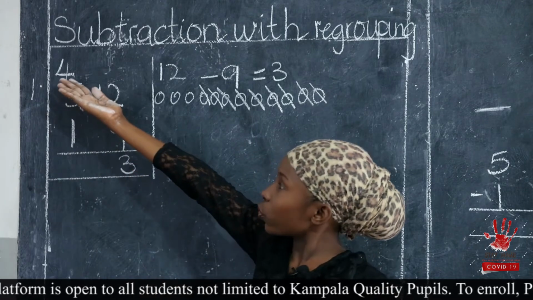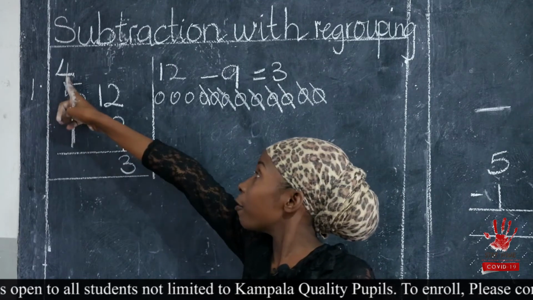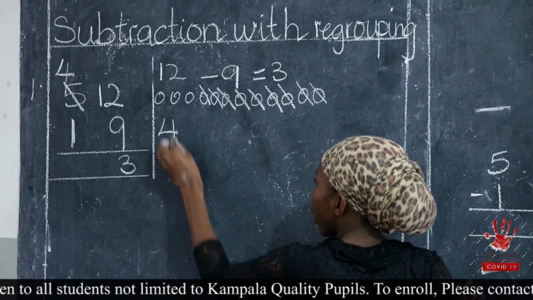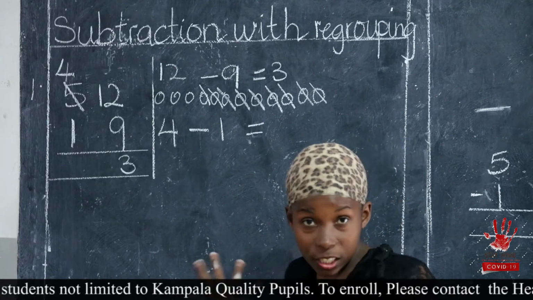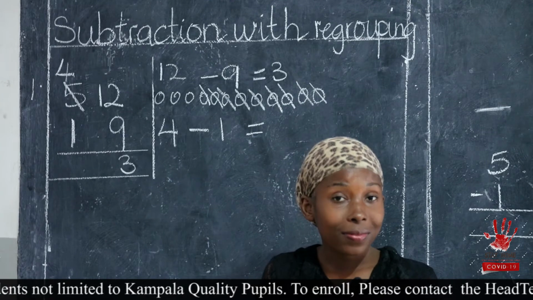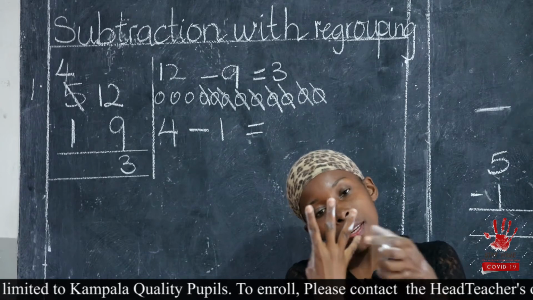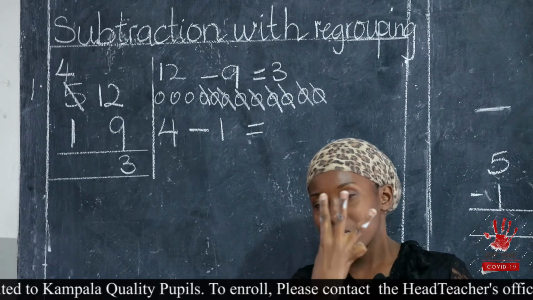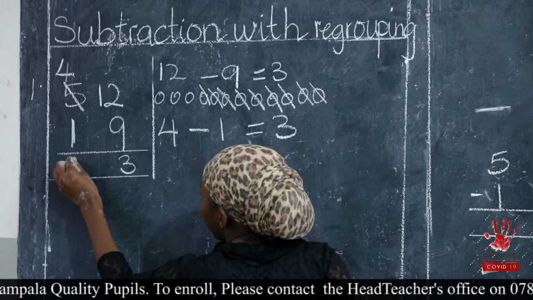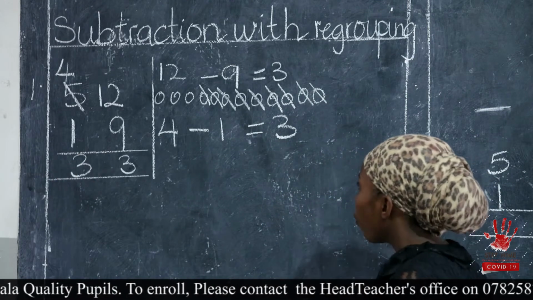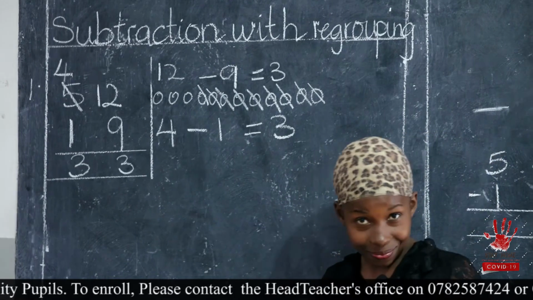I move to tens now. Do I still have 5? No. I have 4. It is 4 now. Take away 1. 4, take away 1. 4 fingers, take away 1 finger. Is that possible? Yes, that is possible. 4 fingers, take away 1. What do I remain with? I remain with 3. That is it. So 52, take away 19 is 33.